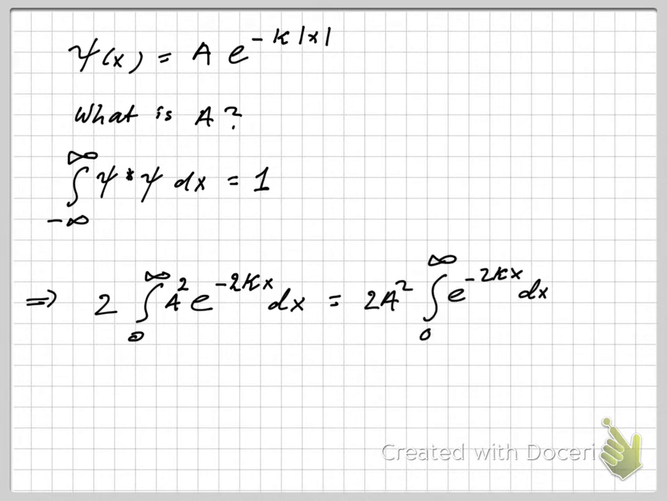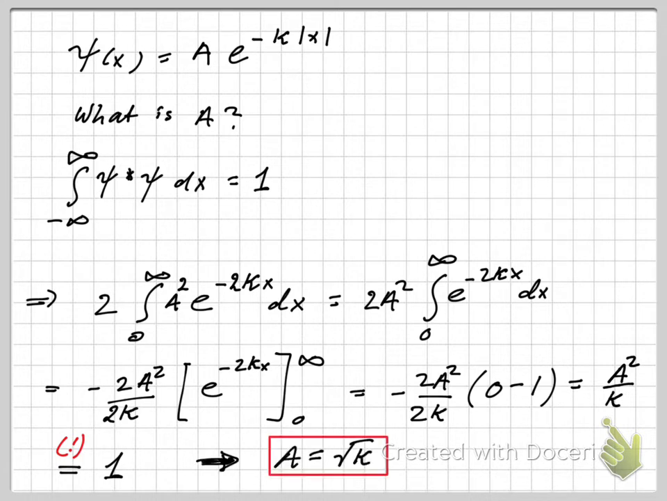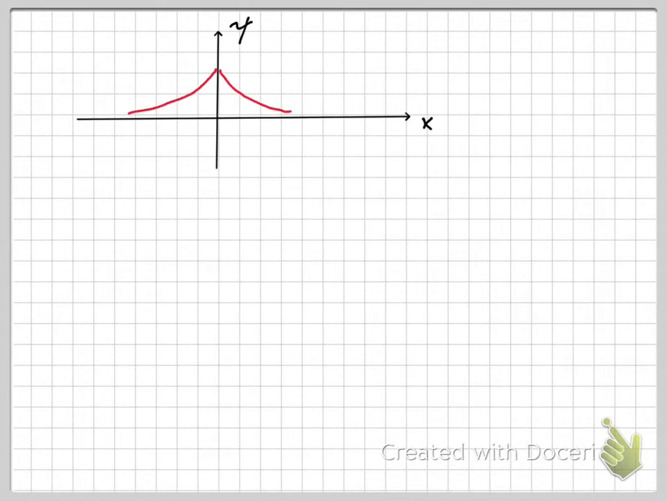This one is a fairly easy integral to do, and in the end, we end up with A squared over kappa. That has to be equal to 1 for proper normalization, and so we get that A is the square root of kappa. And finally, we can summarize, we can sketch the solution in all of its detail, right? At the origin, it will attain a maximum value of the square root of kappa, and then it will decay both to the right and to the left with a decay constant of kappa.